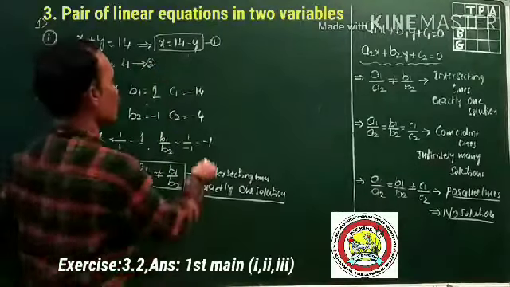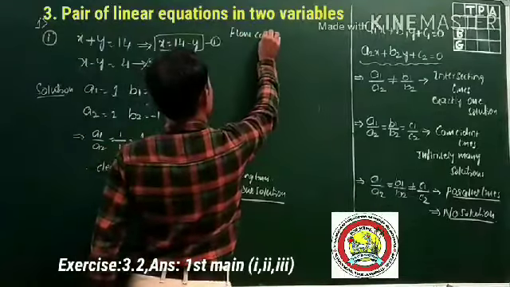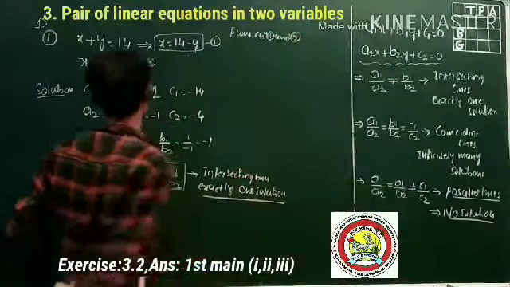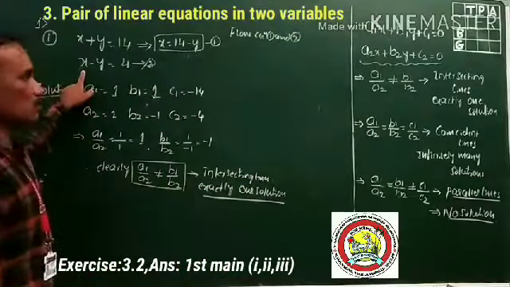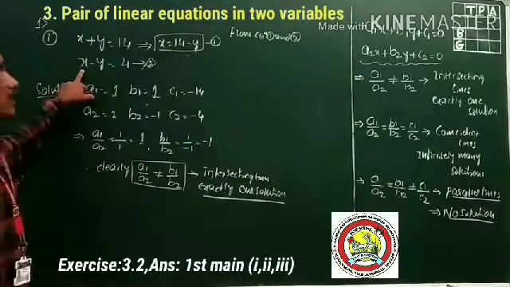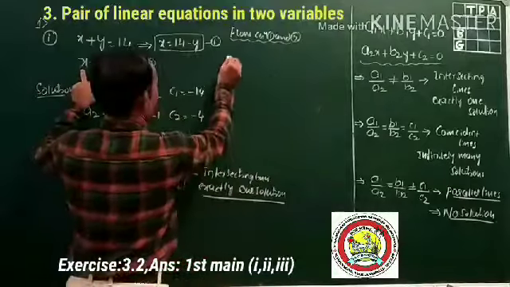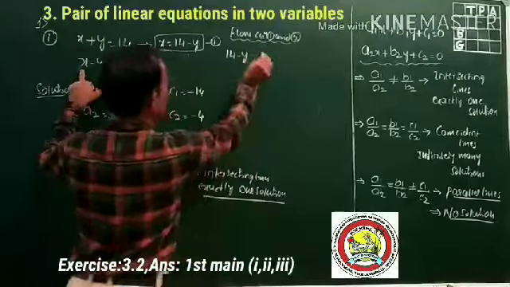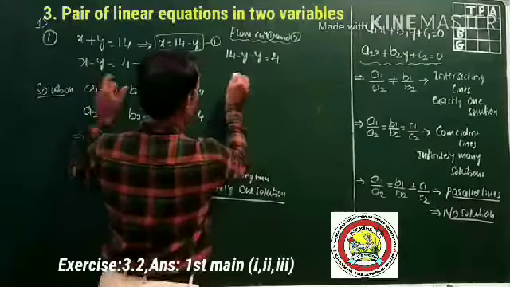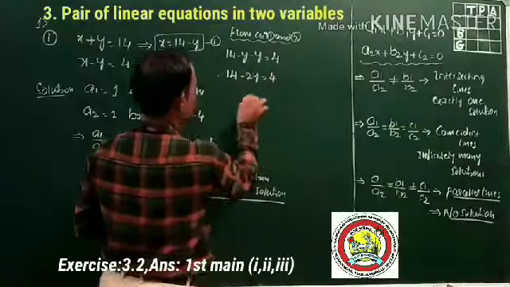Now, from equation 1 and equation number 2, replace the x value. We got x as 14 minus y, so replace it in equation 2. So from equation 1, the x value is 14 minus y, and this minus y keep as it is, is equal to 4. Therefore 14 minus 2y is equal to 4.